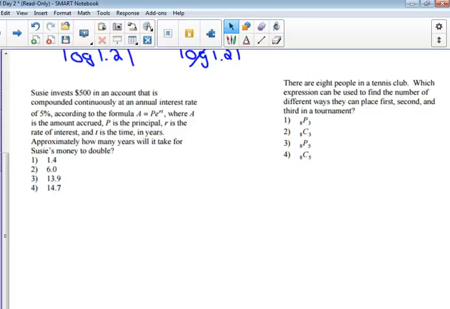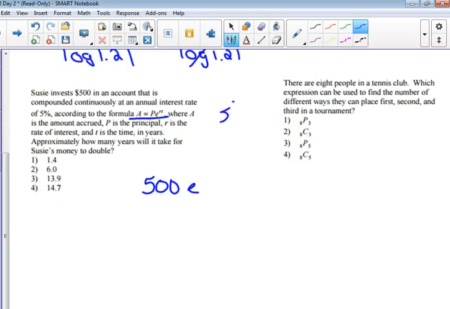Oh, good. All right, so let's see. They give you a lovely little formula here. Okay, let's sub some things in. What should be your P? 500, because that's what you're starting with. What is E? E is e, right? Use the button in the calculator. How about the rate? 0.05. Good job. Remember, it's the percent, two spots to the left as a decimal.